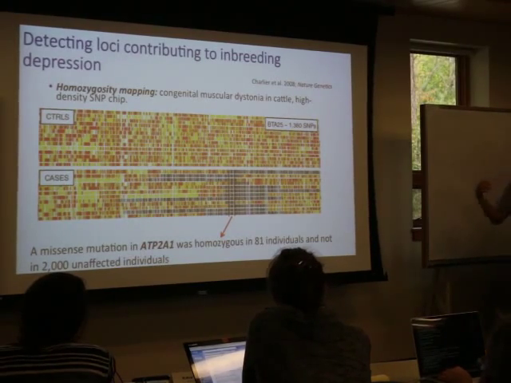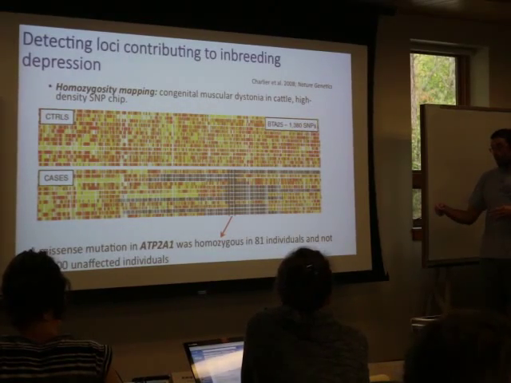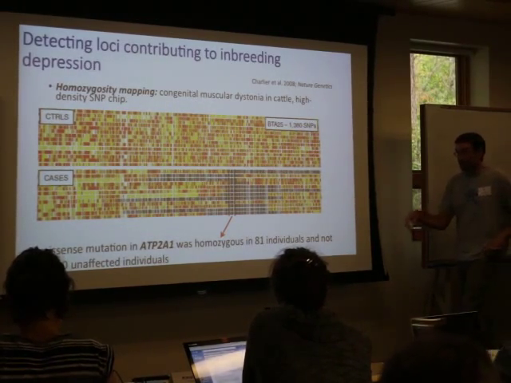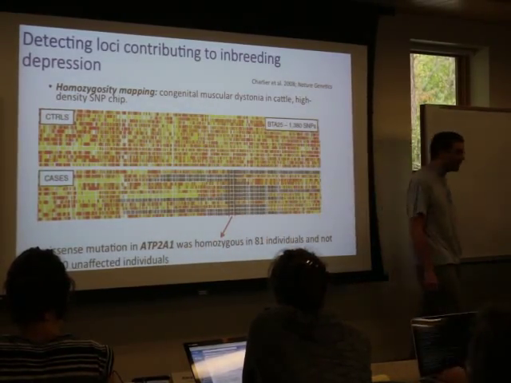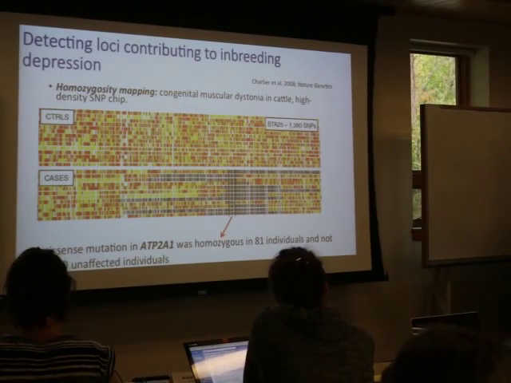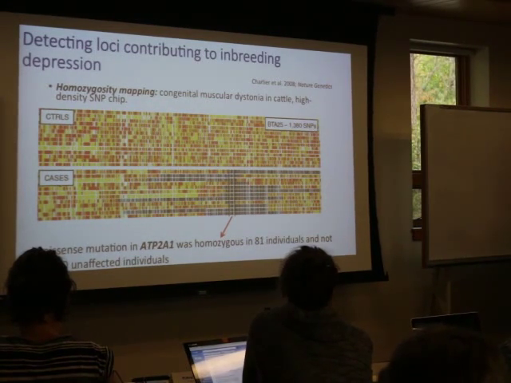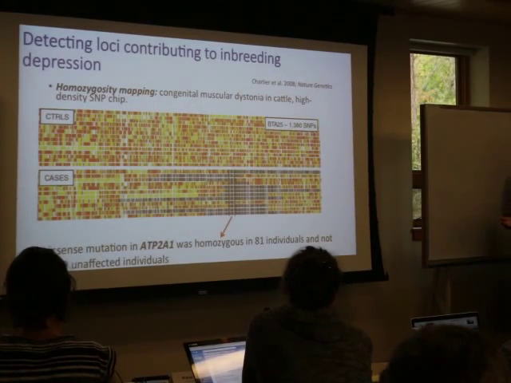Subsequent Sanger sequencing of this segment in a lot more affected individuals and a lot more unaffected individuals showed that 81 individuals were homozygous for the same missense mutation in this ATP2A1 gene, which is involved in fast-twitch muscle development. So they found the mutation responsible for inbreeding depression in cattle for this trait. I think this is a really cool approach, and it could be used in some natural populations or captive populations of conservation concern, where we have an obvious recessive Mendelian trait that's causing something awful.